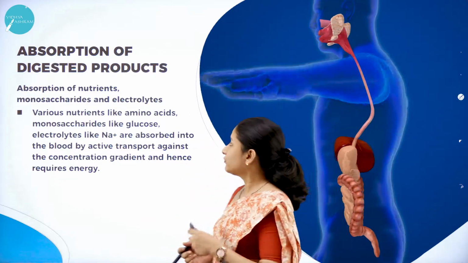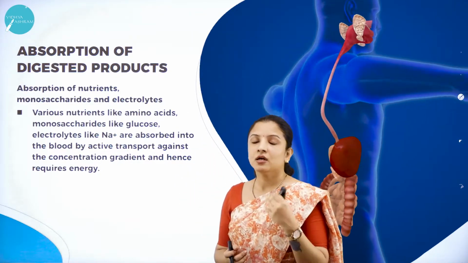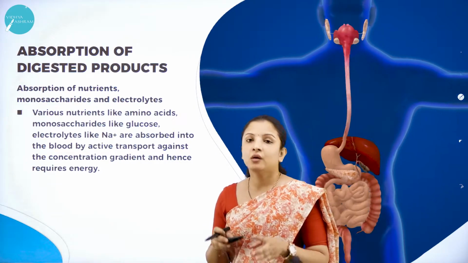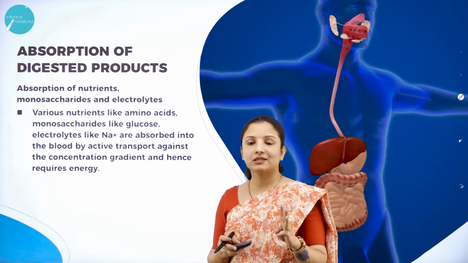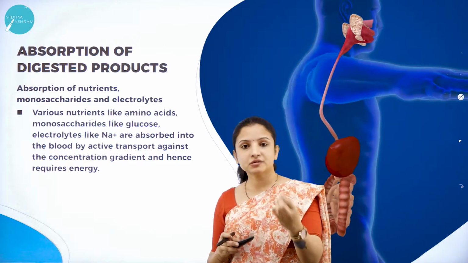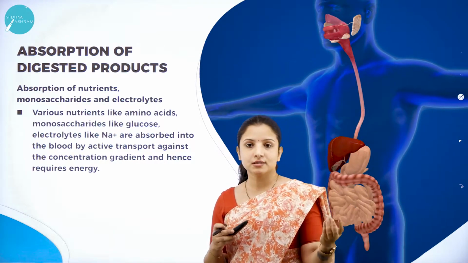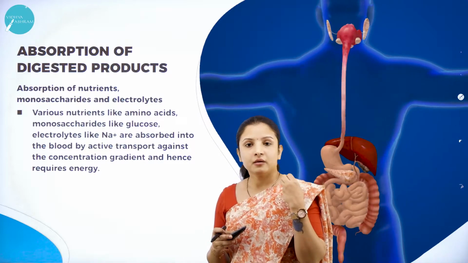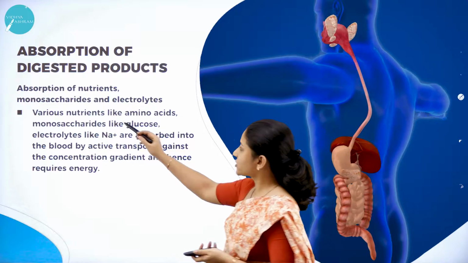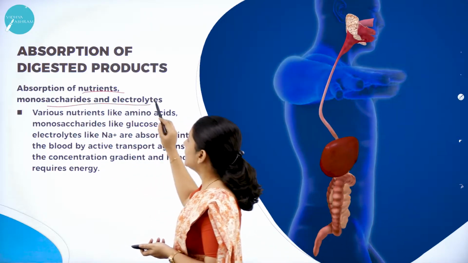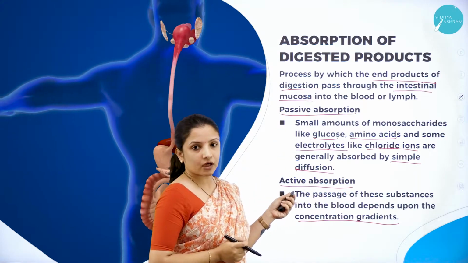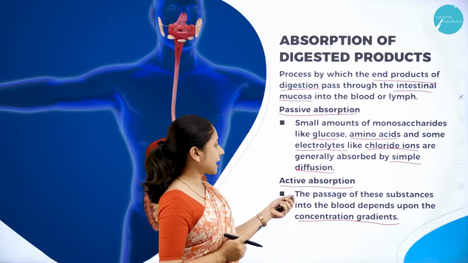Next, moving on to one more process. We understood now how the monosaccharides are absorbed. Monosaccharides are absorbed by three important steps: passive absorption, active absorption, and sometimes they get absorbed into the organs by the facilitated transport mechanism. Now we shall see how the absorption of nutrients, monosaccharides and various electrolytes occurs, since we know about these two methods of absorption, passive absorption and active absorption.